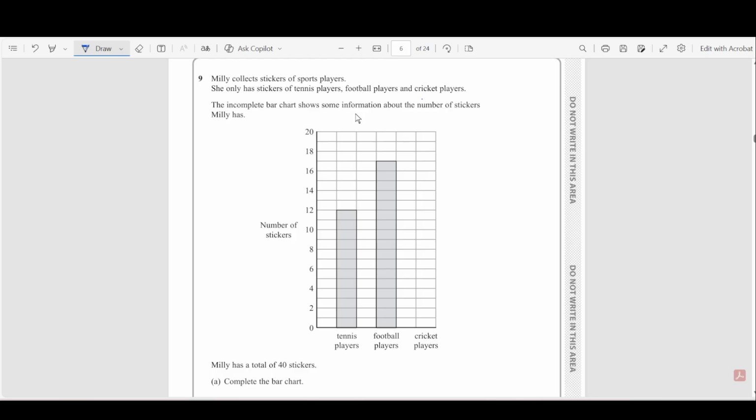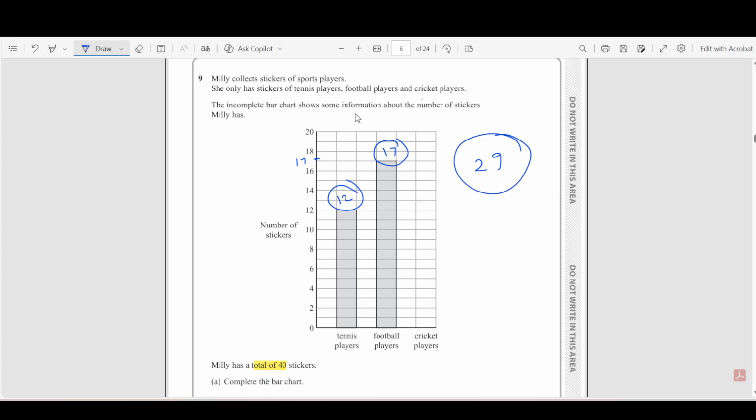So the total stickers are 40, right? If we first find, the tennis player is 12 stickers, for football it is between 16 and 18, this would be 17, right? So we have 12 and 17 here. So basically first we add these two, 17 and 12, so that we can see. If we add them, 7 and 2, 9, 1 and 1, 2. So a total of 29 stickers are drawn in this bar graph, right? And in total she has 40 stickers.